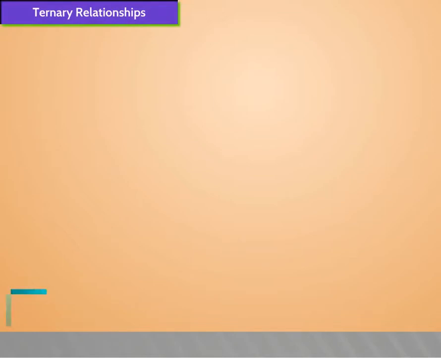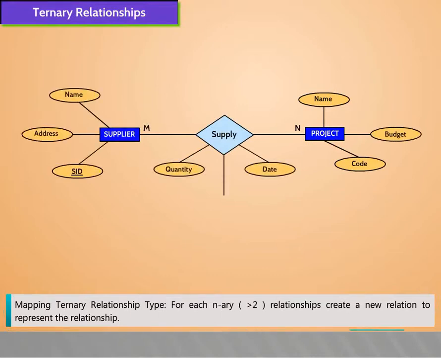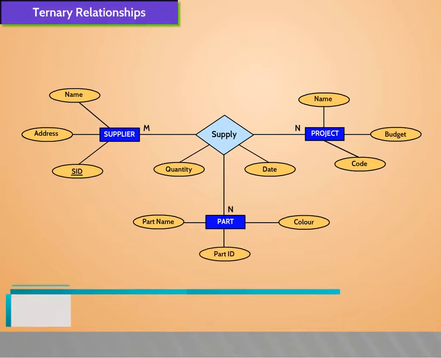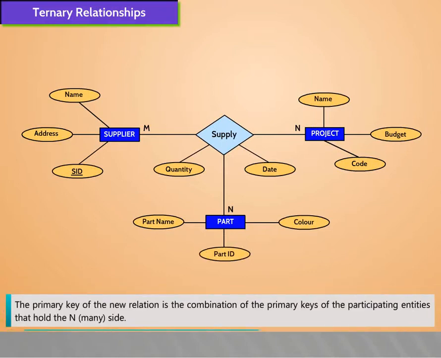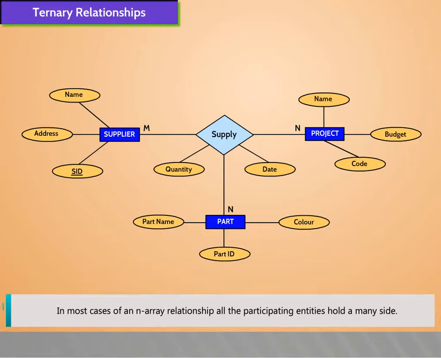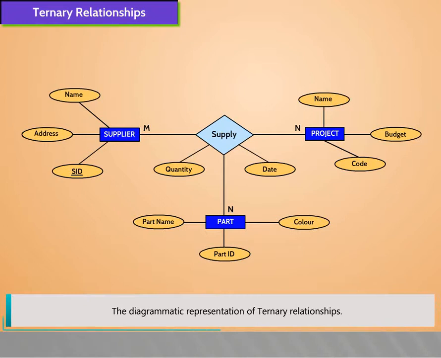Ternary relationships. Mapping ternary relationship type. For each n-ary relationship with n greater than 2, create a new relation to represent the relationship. The primary key of the new relation is the combination of the primary keys of the participating entities that hold the N, that is many sides. In most cases of an n-ary relationship, all the participating entities hold a many side. The diagrammatic representation of ternary relationships.